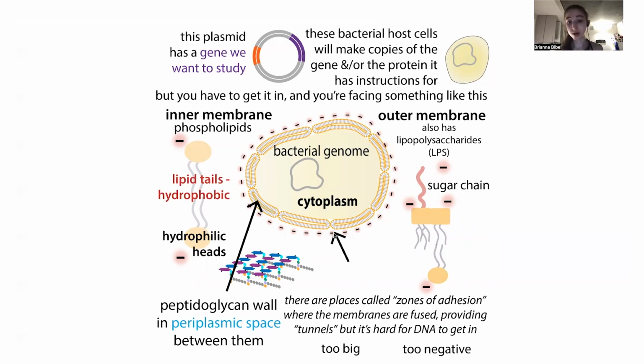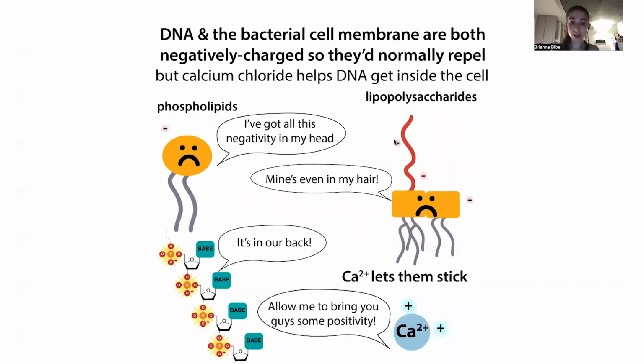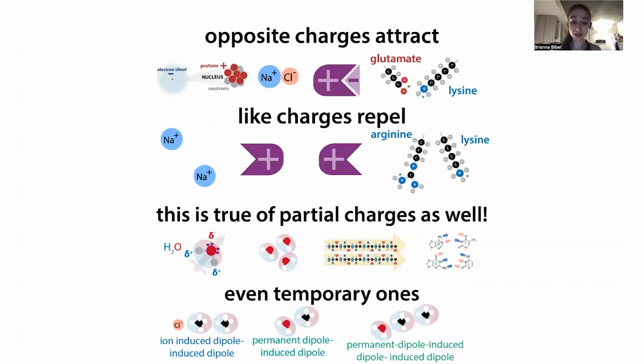Crucially, there are points called zones of adhesion where the membranes are fused. So remember, we have these two membranes, and there are these parts where they're fused, these zones of adhesion. So they have little tunnels already, but it's hard for the DNA to get through these tunnels because the DNA is too big. These tunnels are pretty small, and the DNA is negatively charged. If we look at the backbone of DNA, we have this negatively charged backbone, these phosphate groups. If we look at the membrane of the bacteria, we have a lot of negative charges as well. And you know that like charges repel.